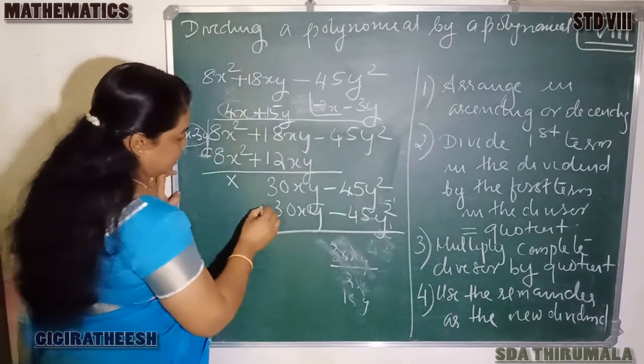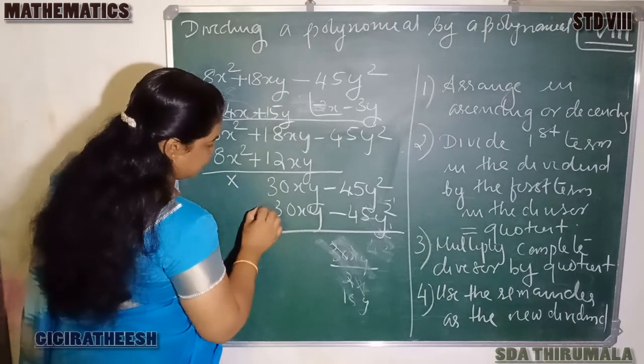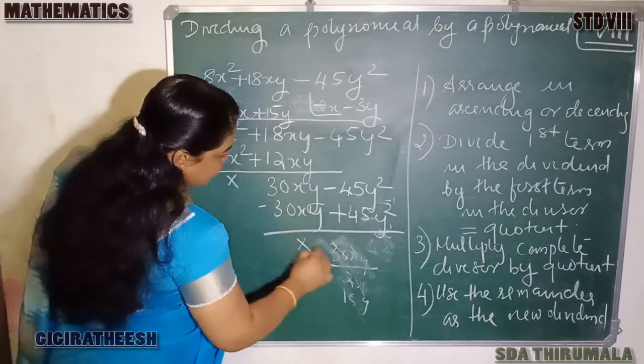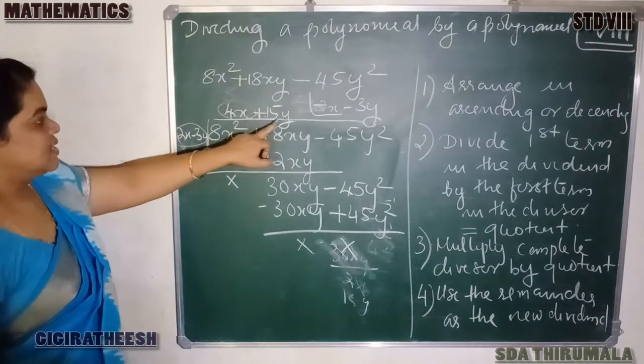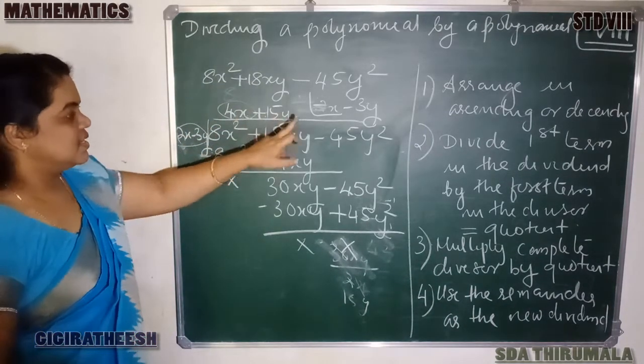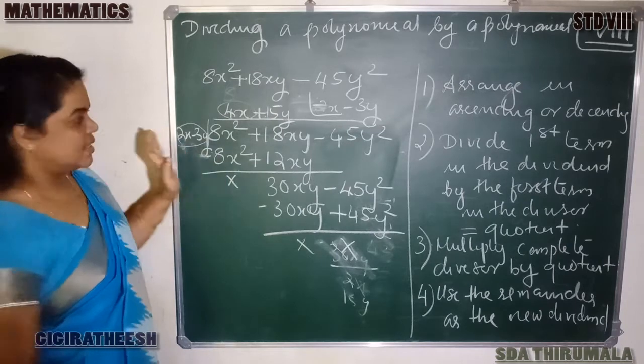And after that, subtracting, that is changing the signs, we get 0. That is, the answer is 4x plus 15y. 4x plus 15y. Okay, I repeat once again.